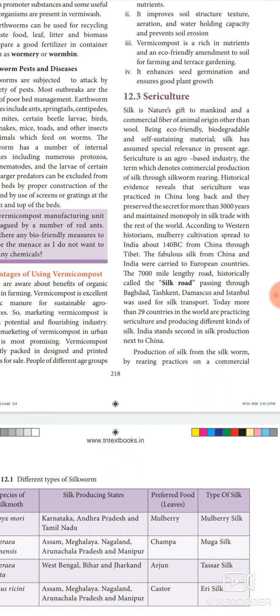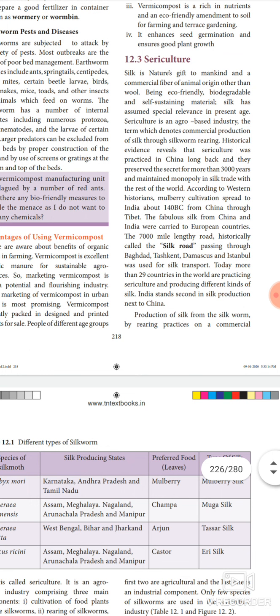According to Western historians, mulberry cultivation spread to India about 140 BC from China through Tibet. The fabulous silk from China and India was carried to the European countries. China was the first, and India is the second in silk production. India stands second in silk production.